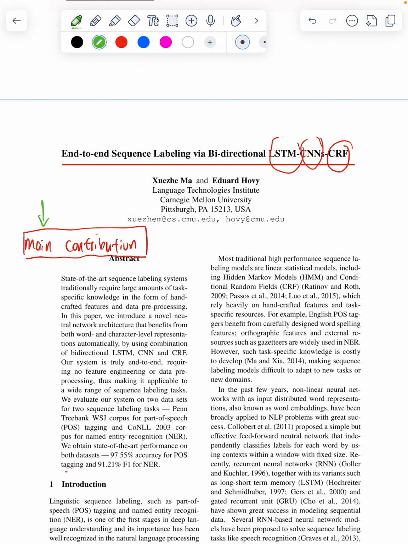It gives a little bit about the background as to why this paper was written in 2016. It was accepted to ACL Main. And it's stating that, at the time, state-of-the-art sequence labeling systems require large amounts of task-specific knowledge in the form of handcrafted features and data pre-processing.